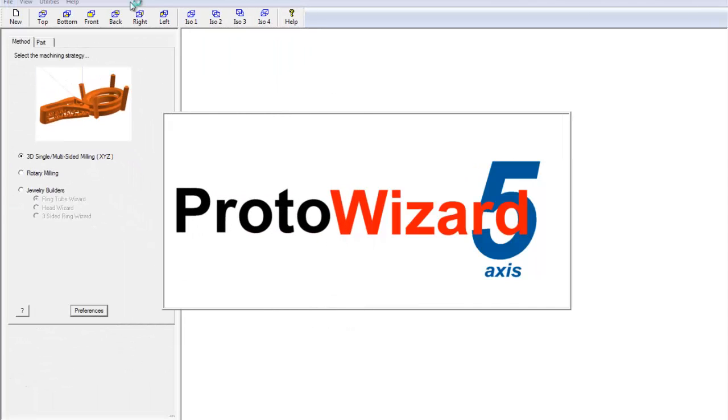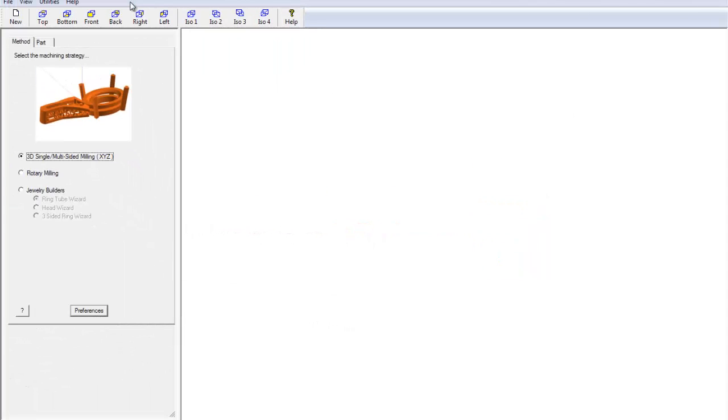Okay, we're going to show you a brief demonstration on ProtoWizard 5 axis. Most of the toolbars and most of the commands and menus will remain the same. We've done this on purpose, to keep the interface for 5 axis programming very much like the 4 axis programming. So if you have two machines, one 4 axis and one 5 axis, you'll be very comfortable using ProtoWizard for both. As always in ProtoWizard, you're going to select what type of operation or type of machining strategy you would like to do. We're going to do a three-sided ring.